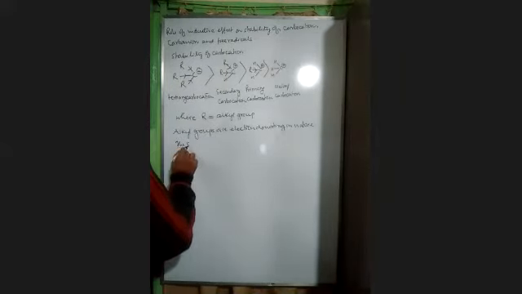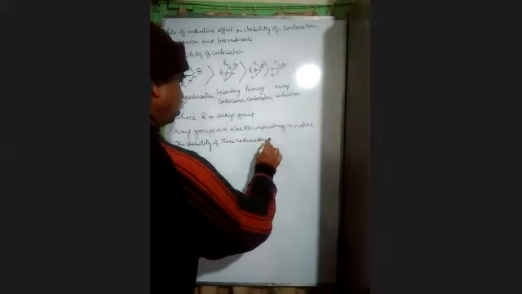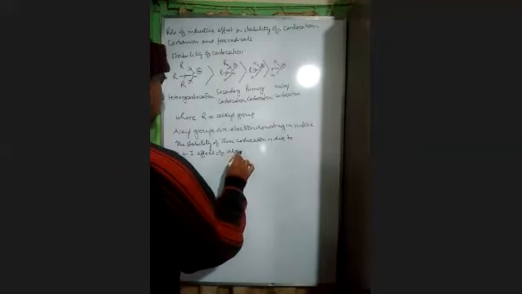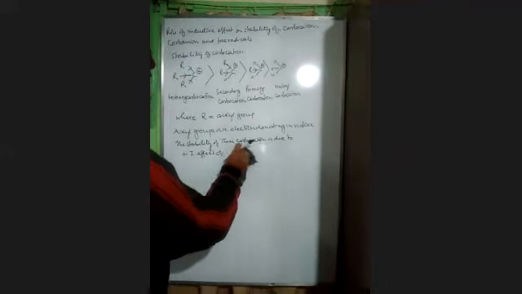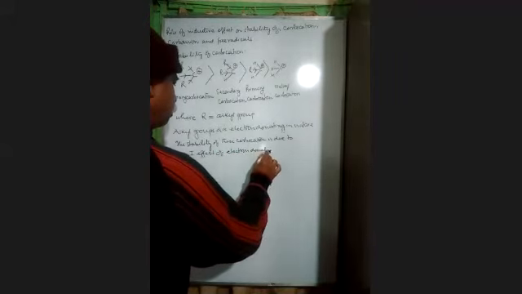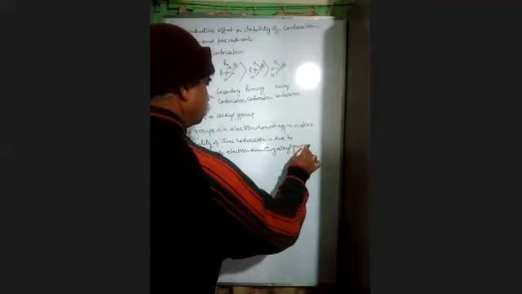So stability is because of what? The stability of this carbocation is due to plus I effect of electron donating alkyl groups.